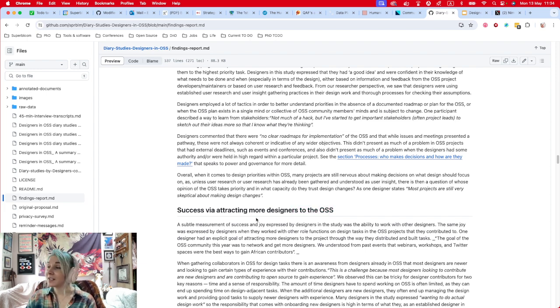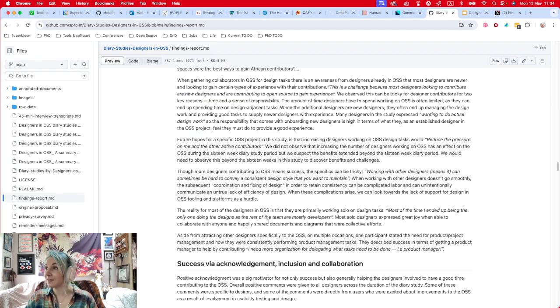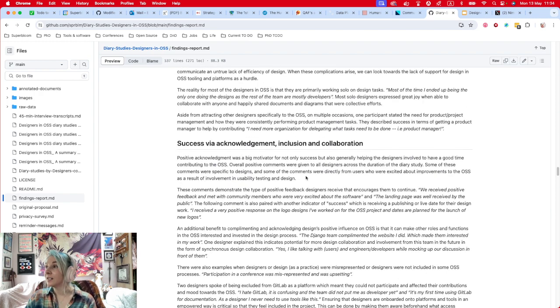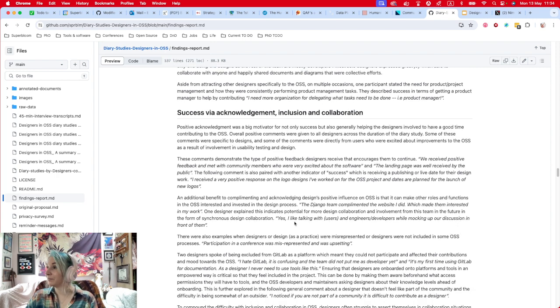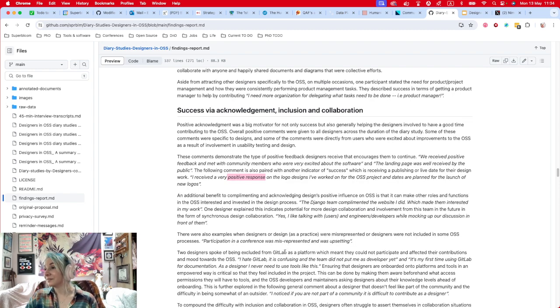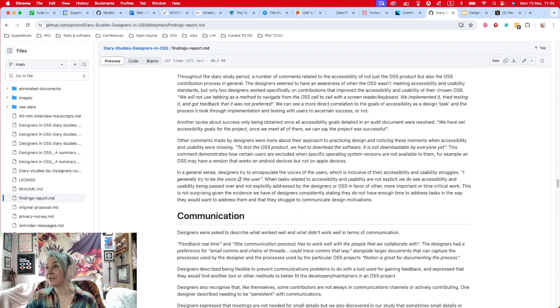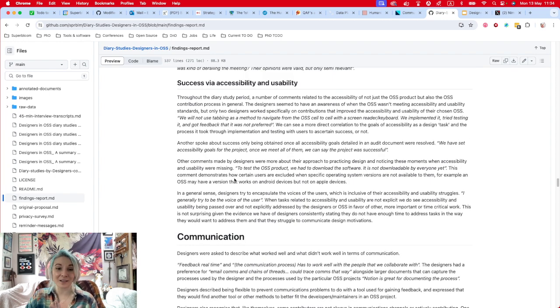Another success metric is attracting more designers into the open source software. If other designers come in and contribute, that's seen as really good. Acknowledgement, inclusion, and collaboration. Basically, when designers are welcomed into the space and get positive responses on their work, which is not unusual. People like to be complimented and appreciated for their work.